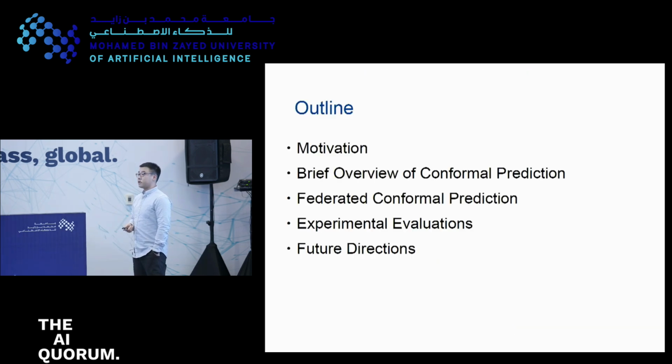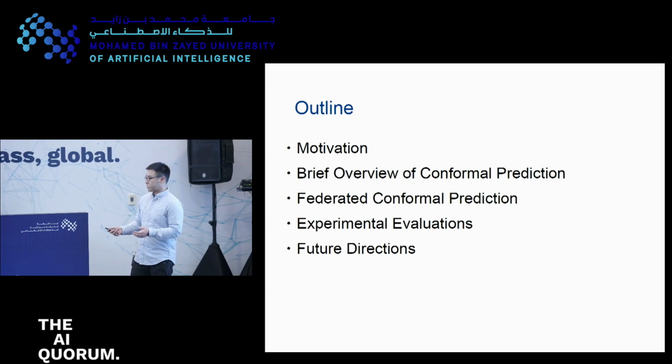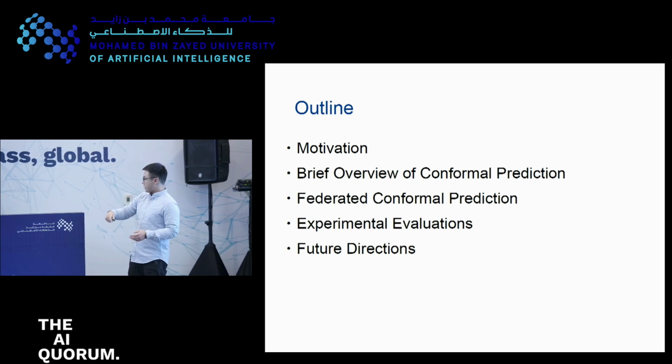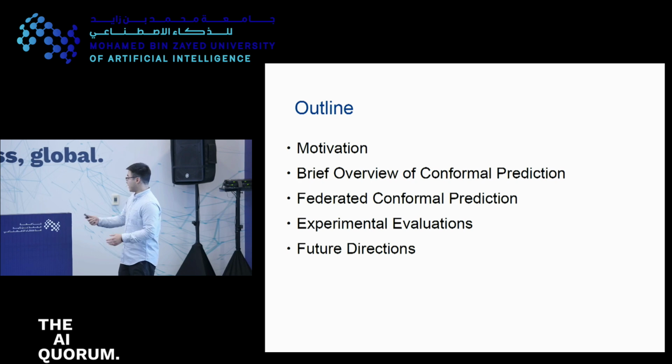Here is the outline for this talk. I will briefly mention why we need uncertainty quantification, as several speakers already talked about earlier this morning. Then I will give a brief, five-minute introduction to what conformal prediction is, and then go to our method, how to do conformal prediction in the federated learning setting, and show a few experimental results. In the end, I will conclude with a few future directions.